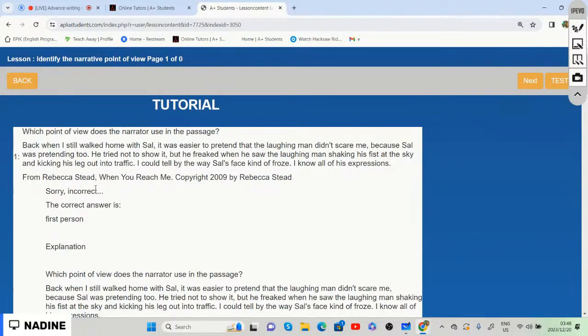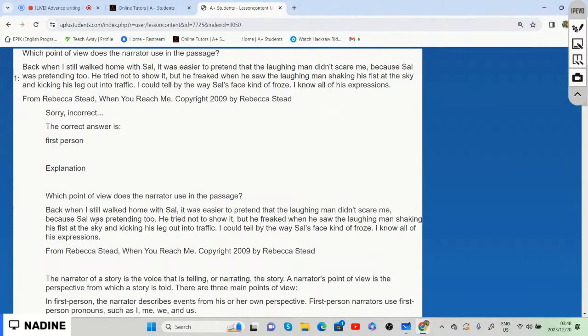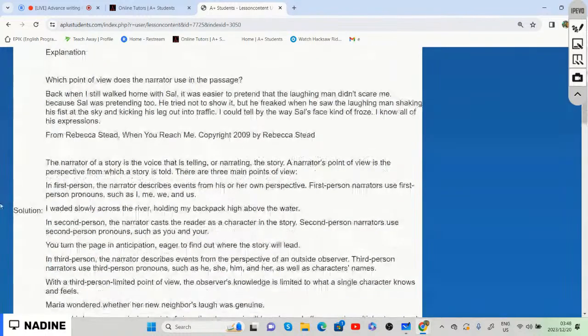All right, so that is now point of view. And we said that when it comes to point of view, the narrator of a story is the voice that is telling or narrating the story. And a narrator's point of view is the perspective from which a story is told. We have three main points: first person, second person, third person. In the first person, the narrator describes events from his or her own perspective, and words such as I, me, we, and us are being used.